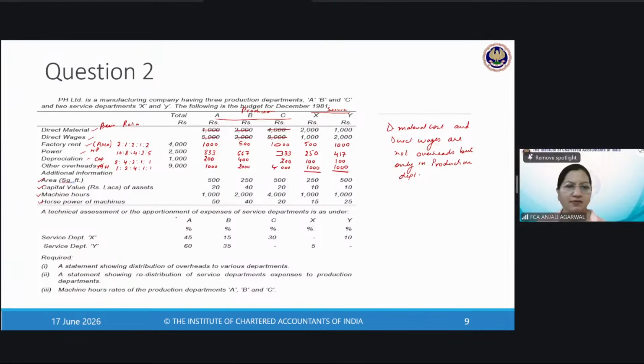Now, a technical assessment of the apportionment of expenses of service department is as under. The benefit of X goes to 45% A, 15% B, 30% to C, and 10% to Y. You will always do a quick check that it totals to 100. The benefit of service department Y, 60% goes to A, 35% goes to B, nothing goes to C, or 5% goes to C. All right.